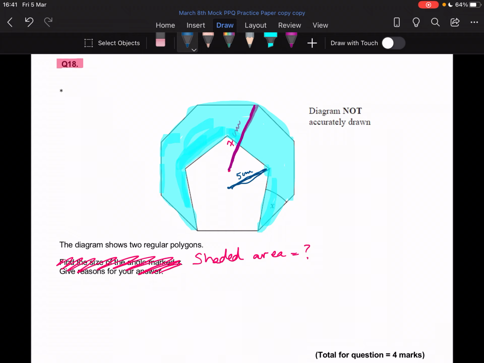So, sir, what's the plan? The vague plan is that we need to work out the area of both shapes and then find the difference. Subtract the pentagon from the octagon. That is the plan. So how would you work out the area of this shape? Is there anything that we could do?